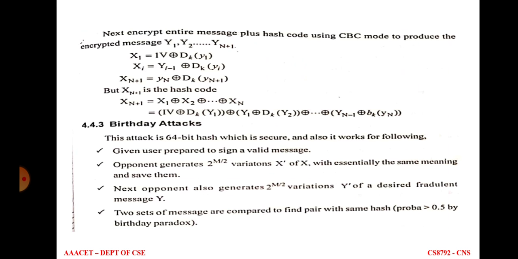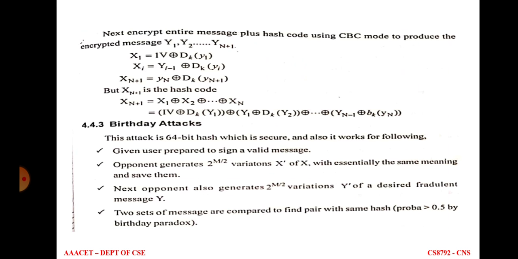So here one attack is the birthday attack. This attack works against a 64-bit hash value, which is considered secure, and it is performed in the following steps. The first is that the user prepares to sign a valid message, and the opponent, that is the destination, generates 2 power m by 2 variations of the original message, where m is the message length, with the same meaning, and saves them. Next the opponent also generates 2 power m by 2 variations of the y value. Here the two sets of messages are compared to find the pair with the same hash.